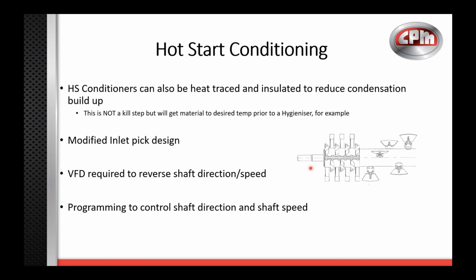And the point of those is, no matter which direction the shaft is rotating, whether forward or reverse, those picks are going to be moving product away from the inlet, allowing more product to come in, but then slowly moving it down the conditioner tube to our first temp probe. Another thing, like I mentioned before, you're going to need a VFD to control the shaft speed and direction, as well as a set of programming controls to run that through your automation system.